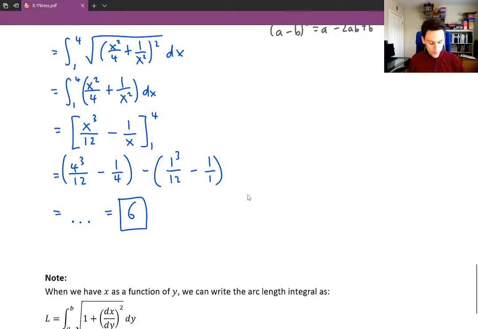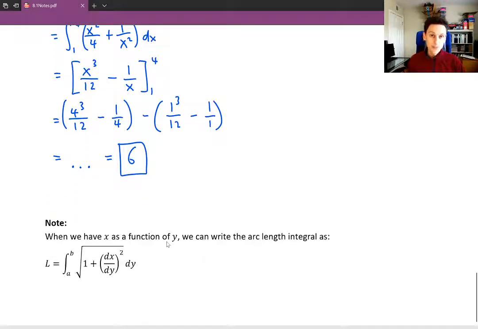Now, one last note before we leave is that if you have x as a function of y, as opposed to y as a function of x, which is what we saw in example 1 and 2, then we can write the arc length integral as the integral from a to b of the square root of 1 plus dx dy squared, and then dy. So there, as long as it's a function of y, you can still use this arc length formula. You'll just have a dx dy inside, and then everything will be integrated in terms of y. It'll be a dy outside here.